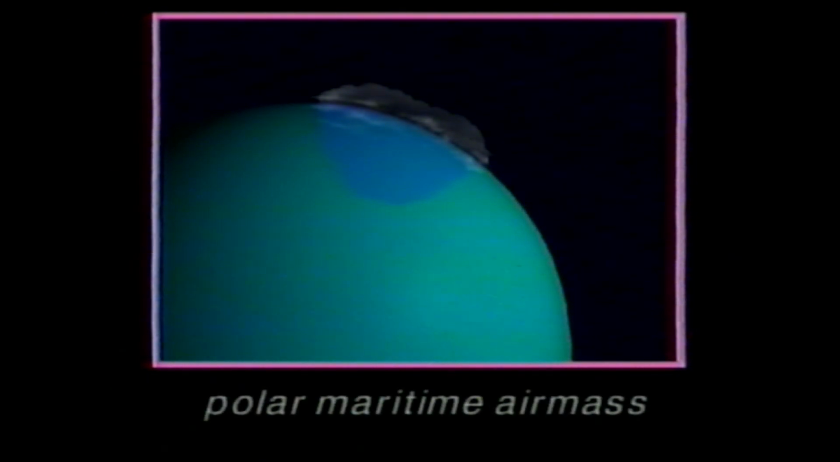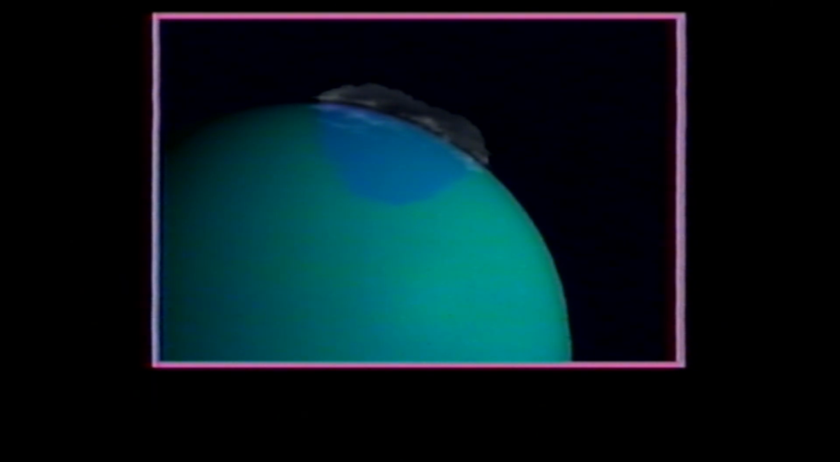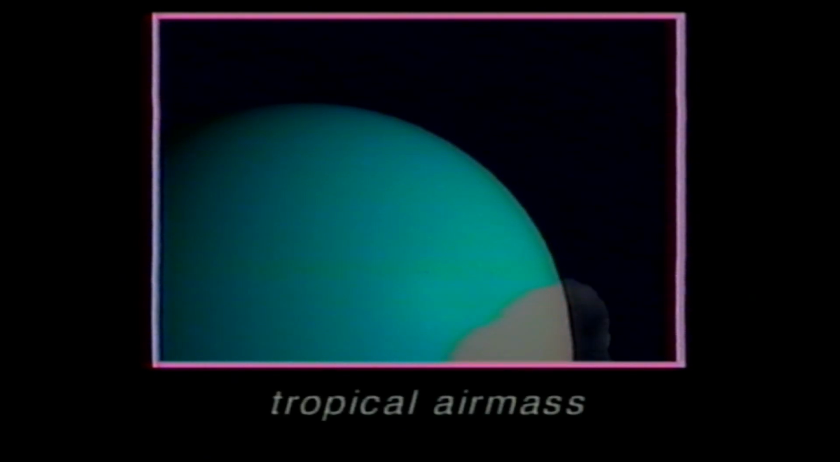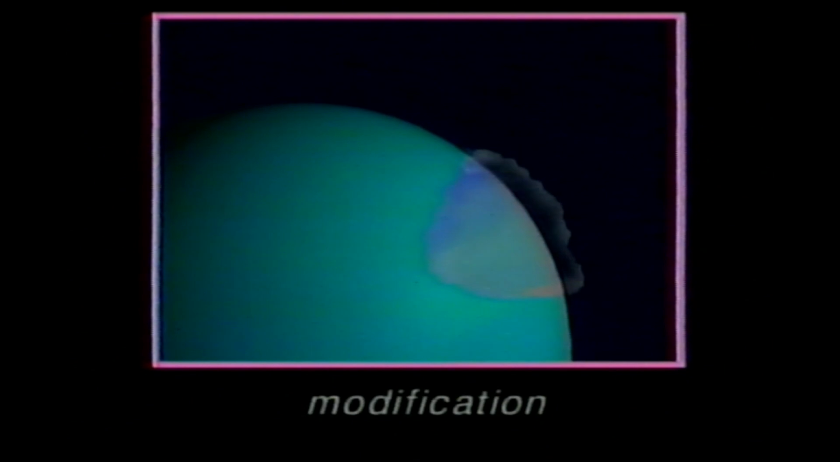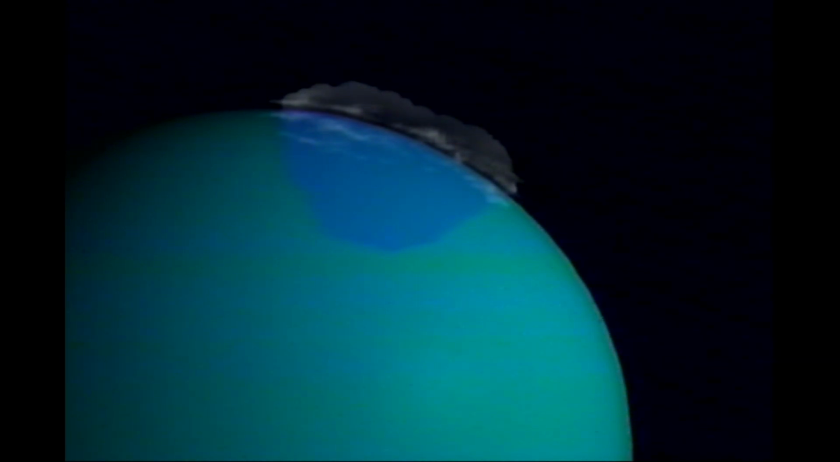A polar maritime air mass, for example, takes on its characteristics over a large, cold area of water. A tropical air mass starts over our hot region of the Earth. As these air masses move, they're slowly changed by the Earth's surface over which they move. This change is called modification. Air mass modification results in the weather that we see and that we fight with during instrument flight. For example, if a warm air mass from a tropical region moves over a cooler land mass, the warm air will cool and its moisture will condense into clouds or precipitation.